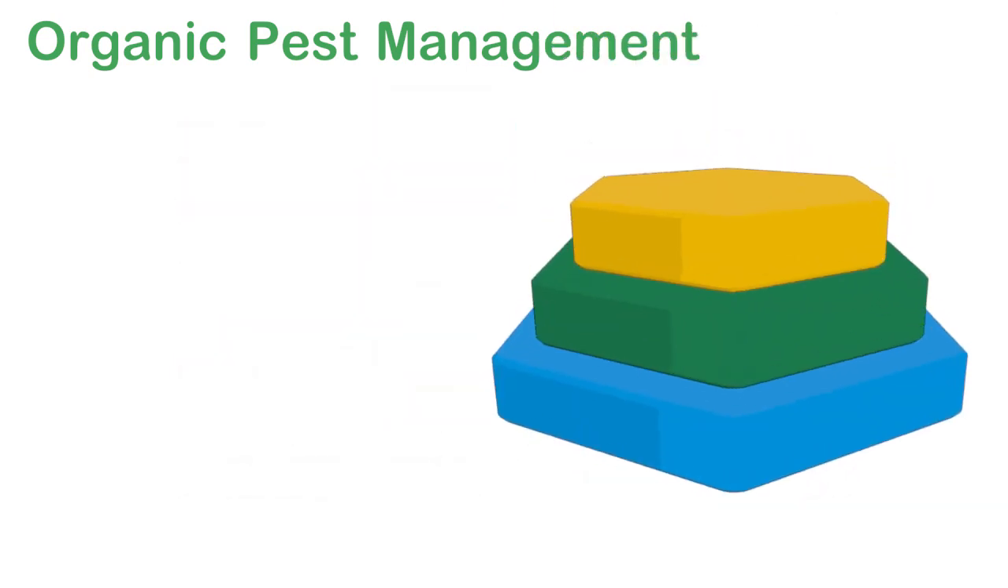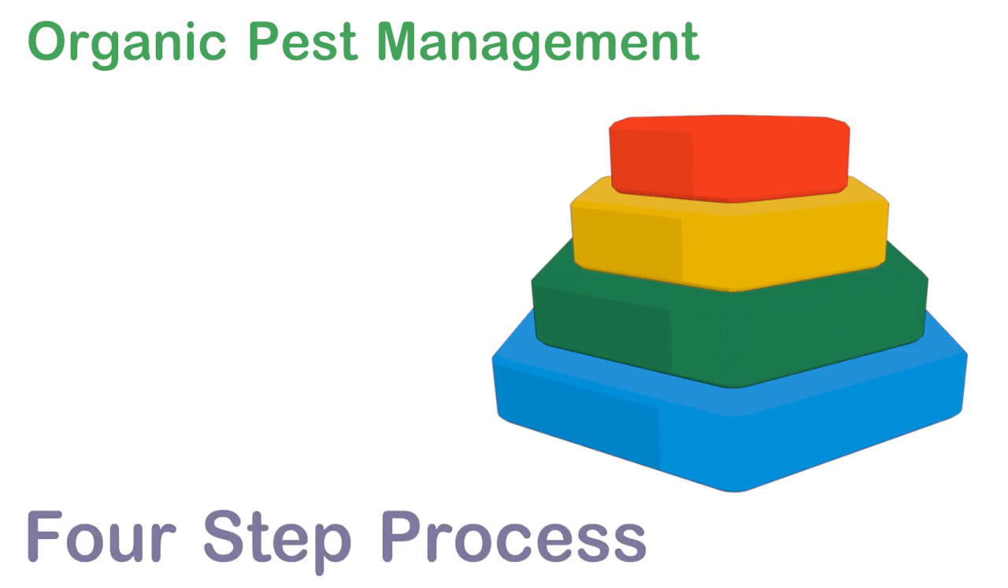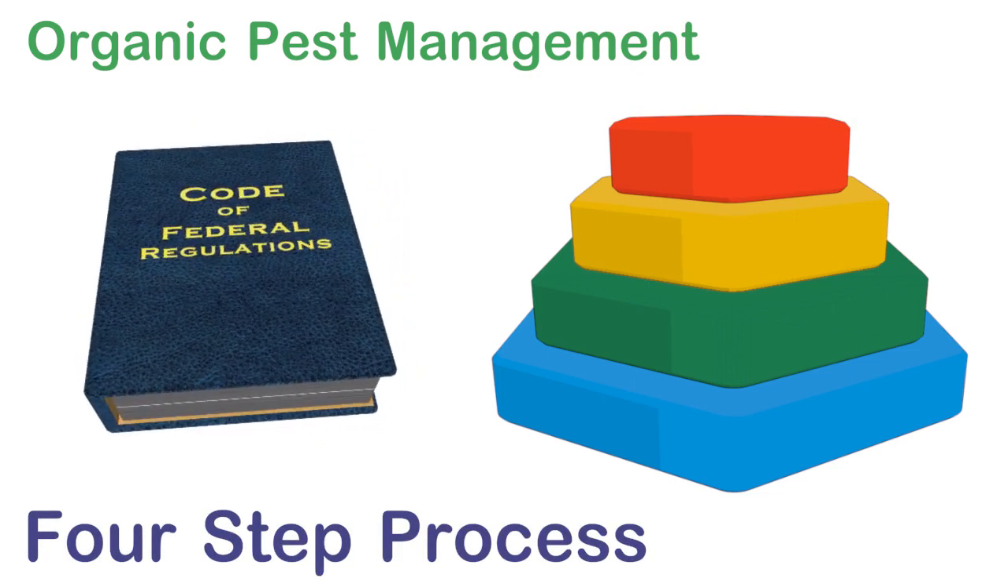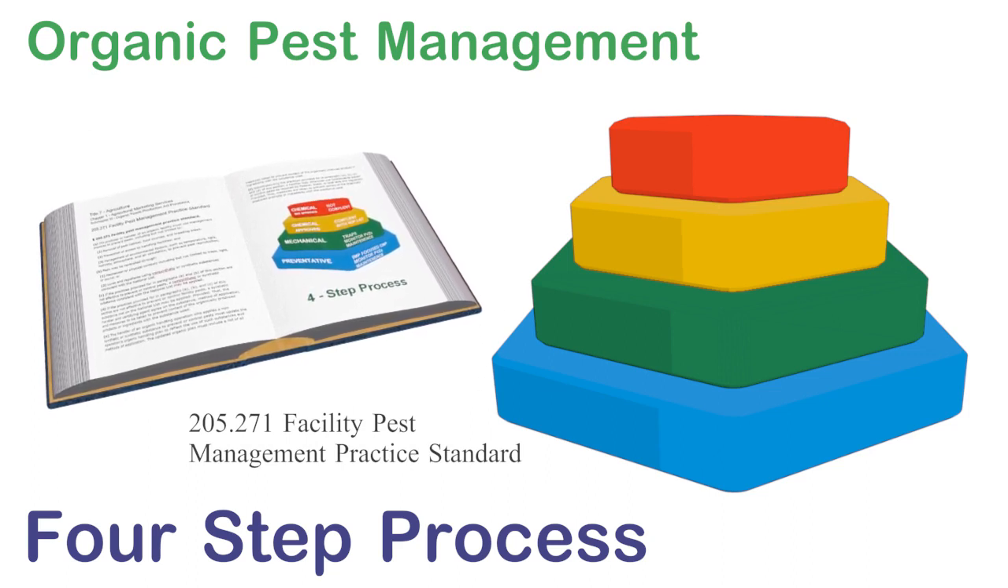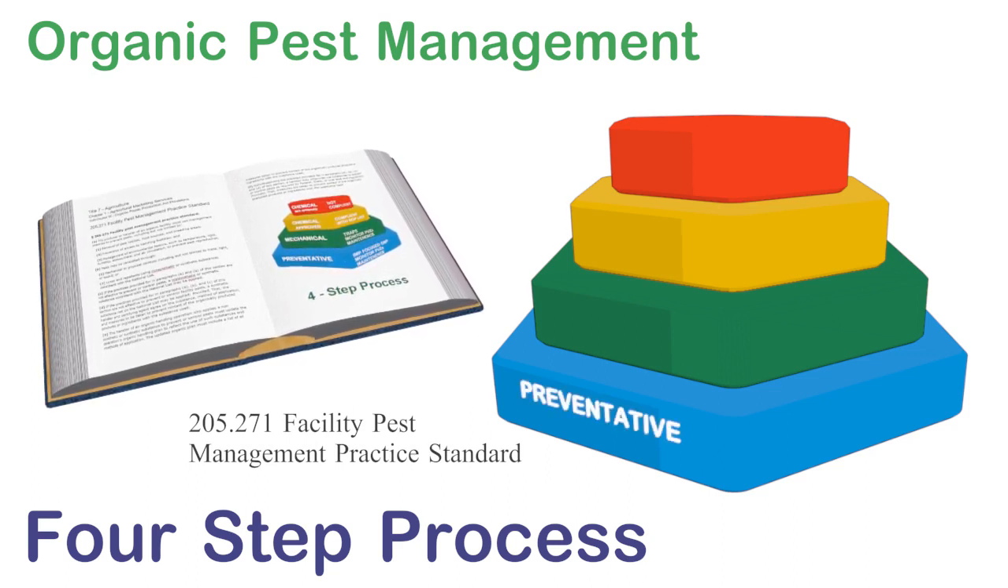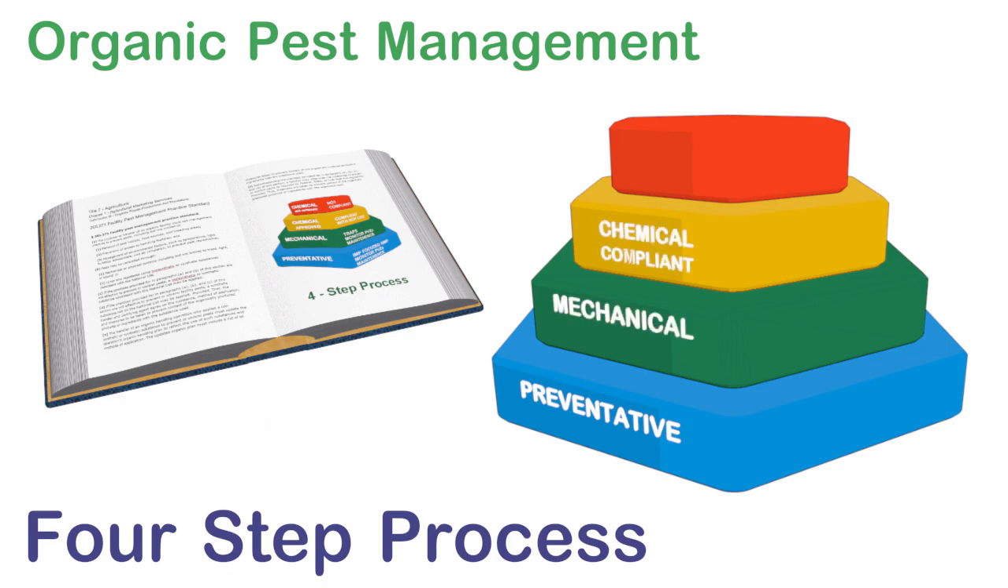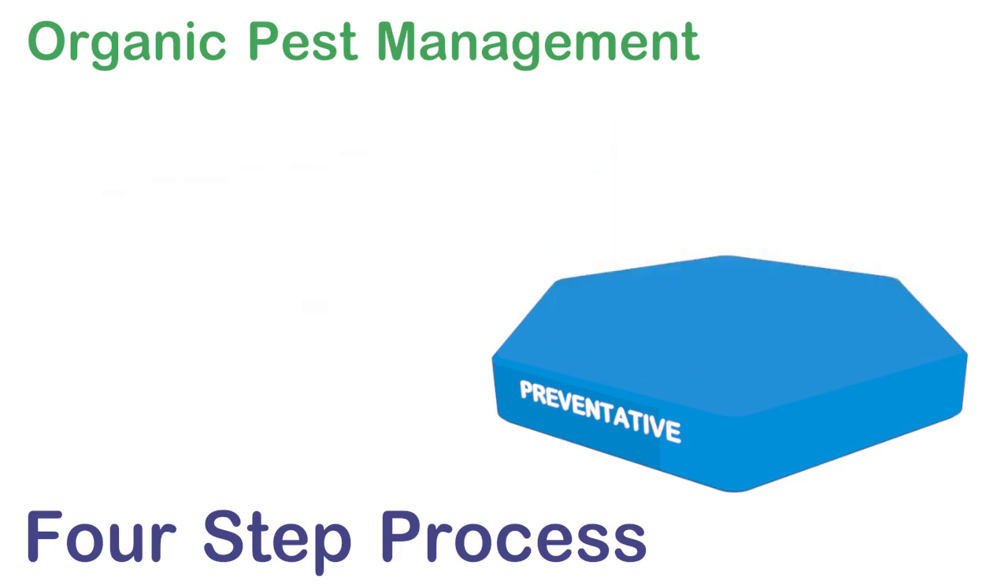Organic facility pest management begins with a 4-step process. The steps are aligned to the standards established by Section 205.271 of the National Organic Program, NOP, requiring that prevention and mechanical steps should be attempted before NOP compliant and possibly non-compliant chemicals are applied.